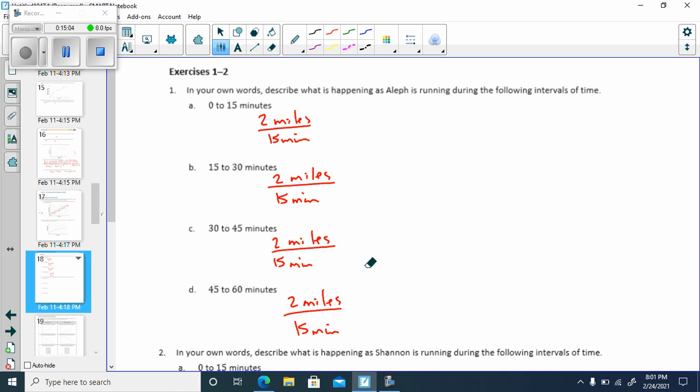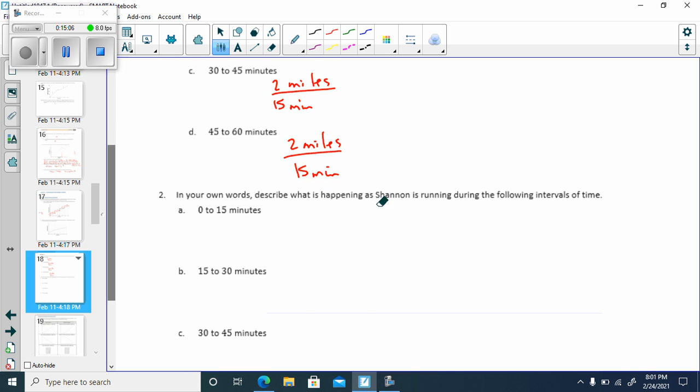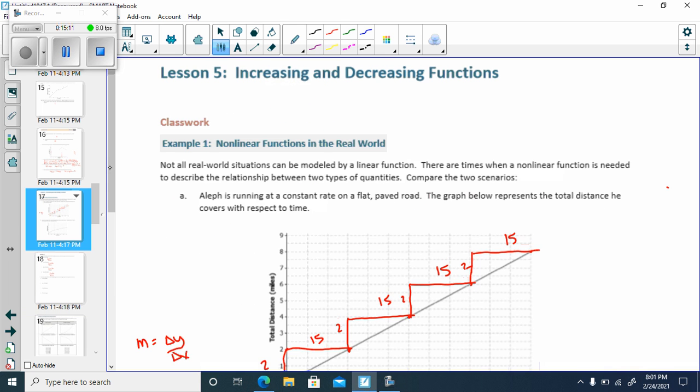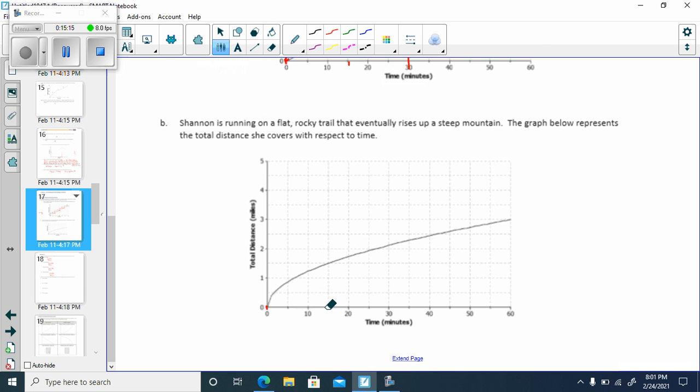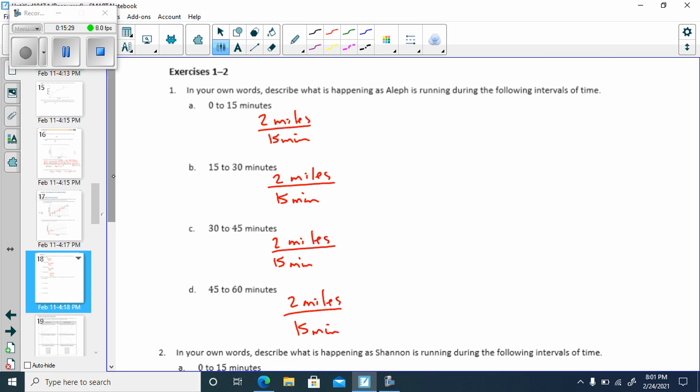Now, down here it says, let's do the same thing with Shannon's run. Let's do from 0 to 15 minutes. And let's go down here to Shannon, 0 to 15 minutes. In that time frame, she's run 1.5 miles in 15 minutes, right? Okay, so let's put that down.